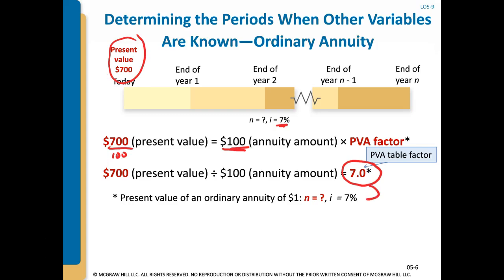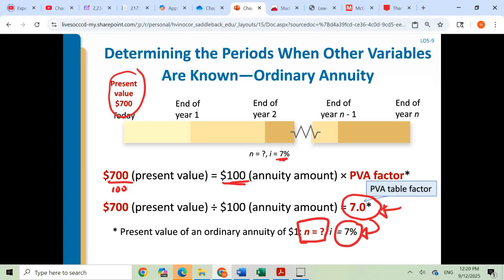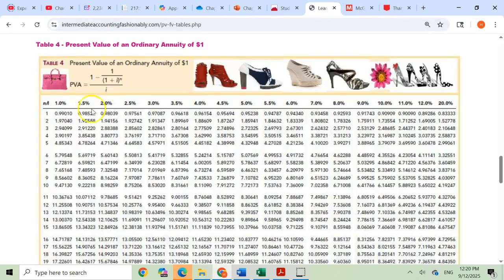That is made up of a 7% interest rate, but I don't know the number of periods. What I'm going to have to do is go to my present value of an ordinary annuity table, look under the 7% column, and find the factor closest to 7.0. Let's see if we can do that. So 7%, and this is the present value of an ordinary annuity. The interest rate is 7%, and let's look where we can find a factor of 7.